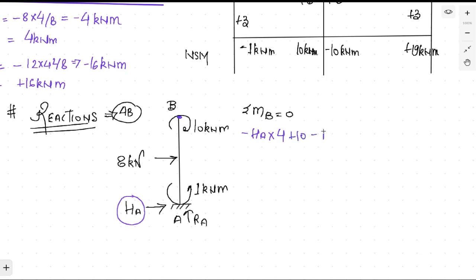This one is again creating hogging. This is minus 1. This is minus 8 into 2. This is equal to 0. From here you can calculate the value of HA. This HA value, when you calculate, is equal to minus 1.75 kilonewton. This is HA. Here comes your HA, minus 1.75.